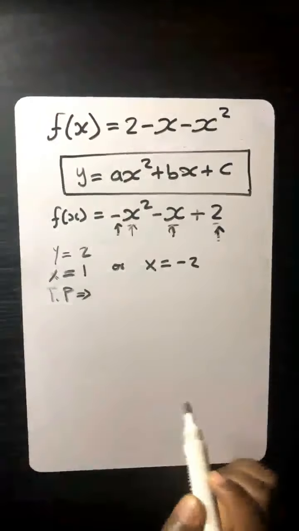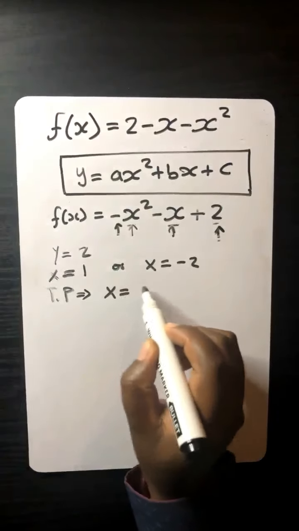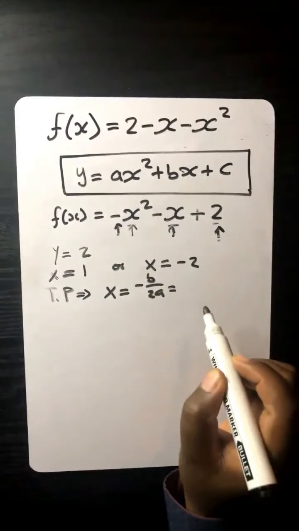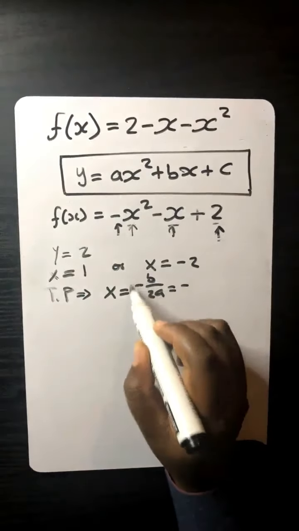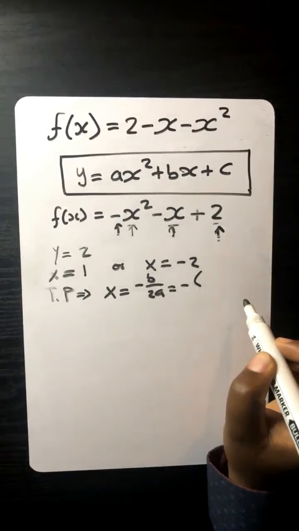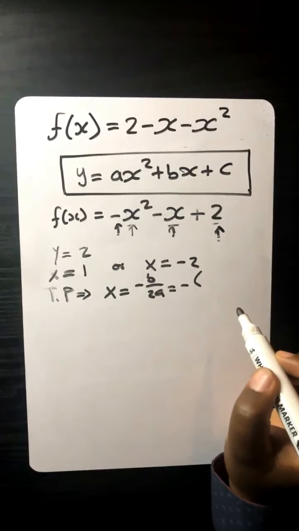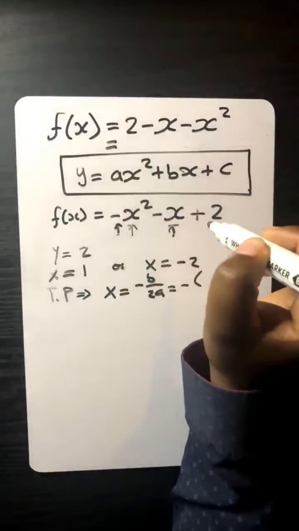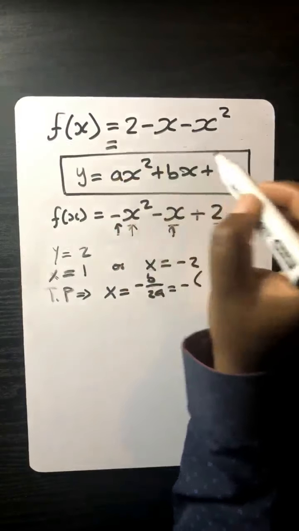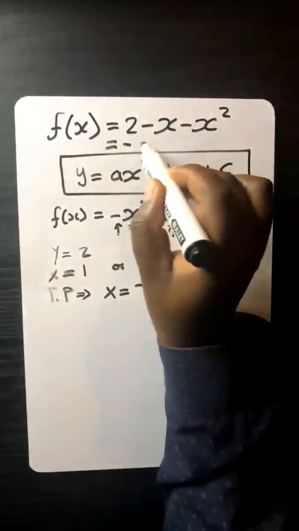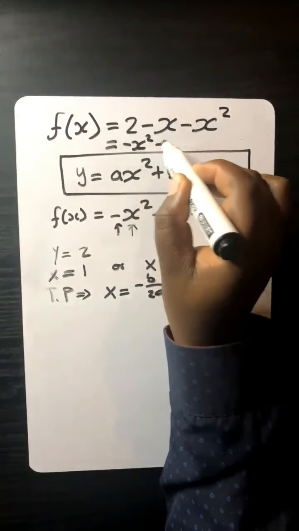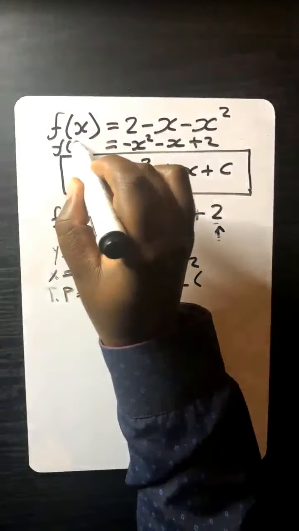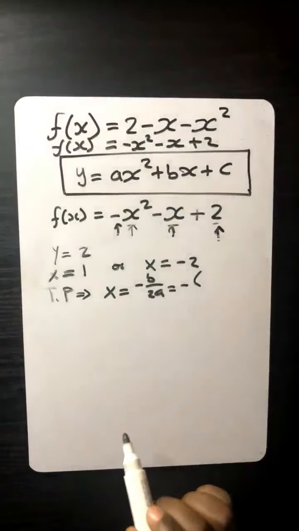Okay, so now that we calculated the x-intercepts, we know our y-intercept. Let's now work out our turning point. The formula is negative b over 2a. Remember, always start with that negative, then in brackets, substitute whatever your b value is. Before I forget, let me rewrite all of that in the standard form. We said it's negative x squared minus x plus 2. This is the function f of x in the standard form.